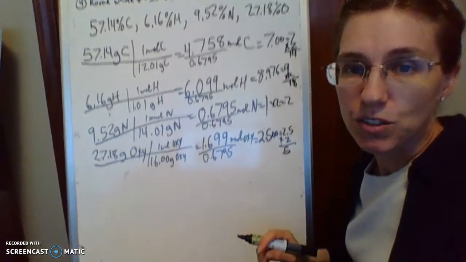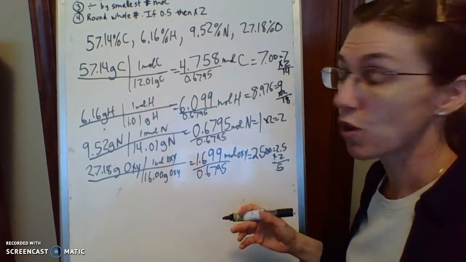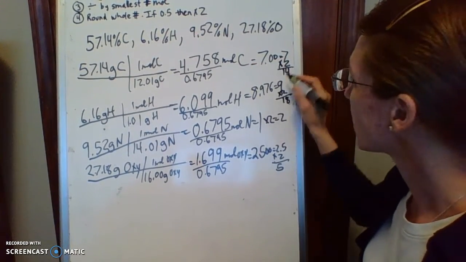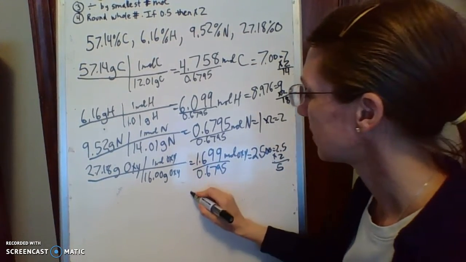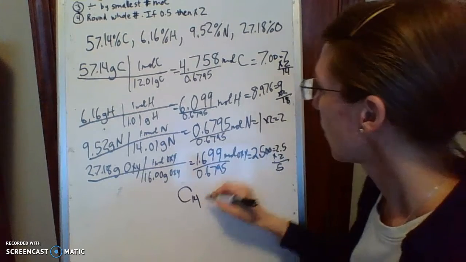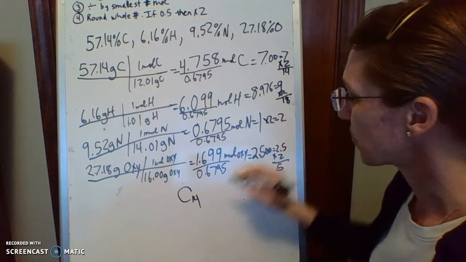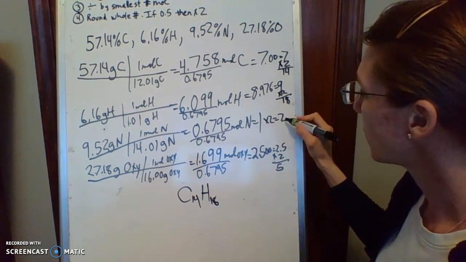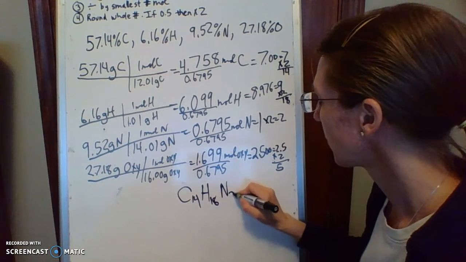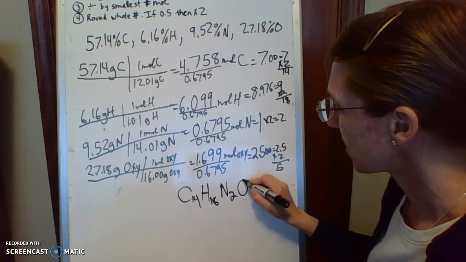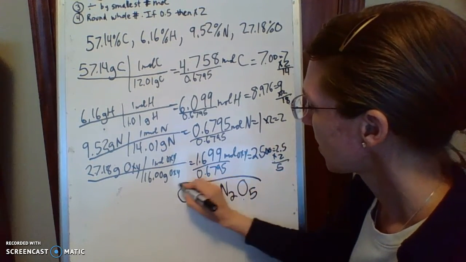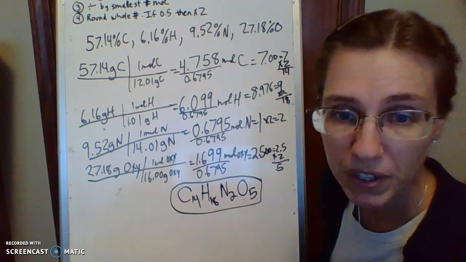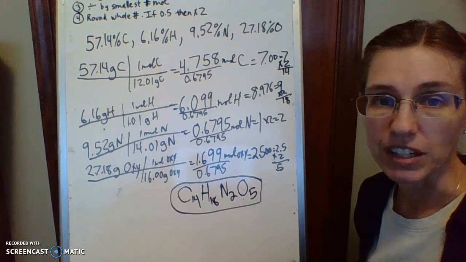Okay. Now let's go ahead and reconstruct this actual formula. We've got carbon with a subscript of 14. We've got hydrogen with a subscript of 18. We've got nitrogen with a subscript of 2. And we've got oxygen with a subscript of 5. So here is our empirical formula for our NutraSweet.